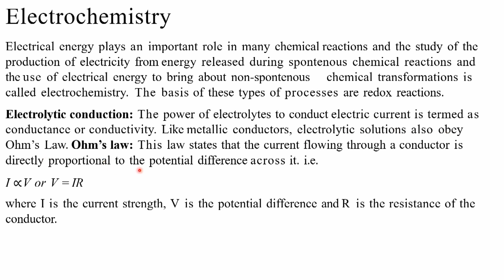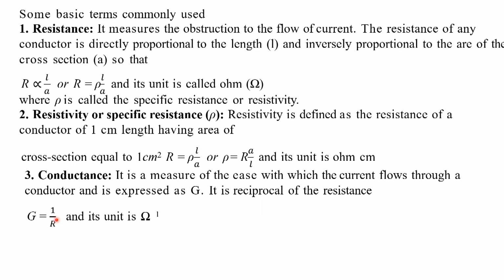What is Ohm's law? This law states that the current flowing through a conductor is directly proportional to the potential difference across it. So, if I is current and the potential difference is V, then I is directly proportional to V, or V equals I times R. R is the proportionality constant, called resistance. Where I is the current strength, V is the potential difference, and R is the resistance of the conductor.